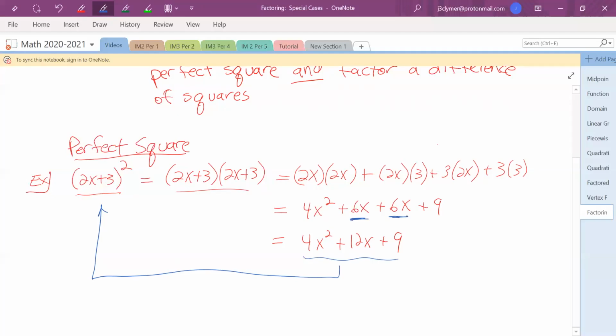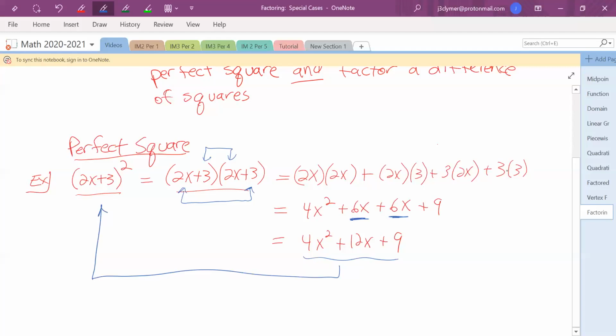And why they look the same is because when I take 2x times 3, which is our outer, I get the same thing as 3 times 2x, which is our inner. And that'll happen every time that you have a perfect square. The outer and the inner will always be identical. So these two terms will always look the same. As a result, we end up with a certain pattern here. And the pattern is this. Notice that the 4x squared came from 2x times 2x, and the 9 came from 3 times 3.